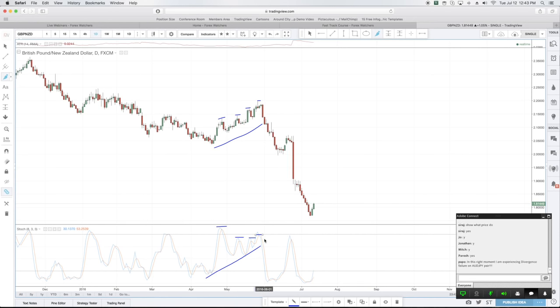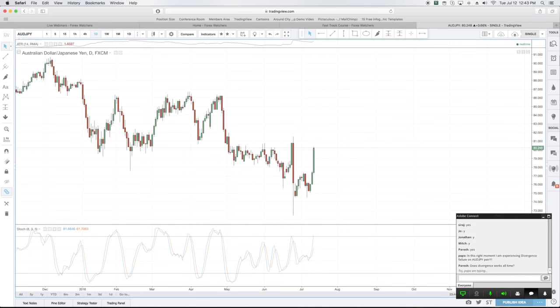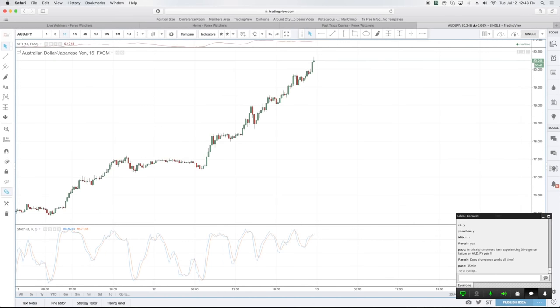Okay. Divergence failed on Aussie yen pair. Okay, let's take a look. What time frame, Papo? Minutes. Okay. Paresh, does divergence work all the time? No, not all the time. Here's an instance where divergence might not work, Papo. This is the same instance here.